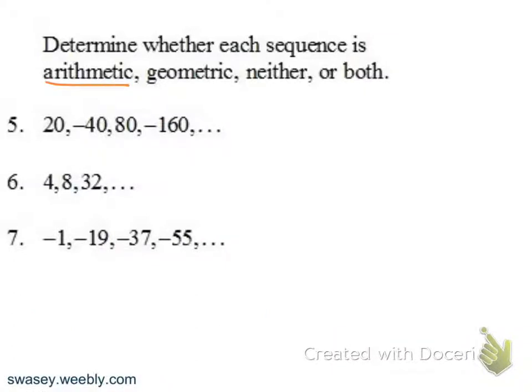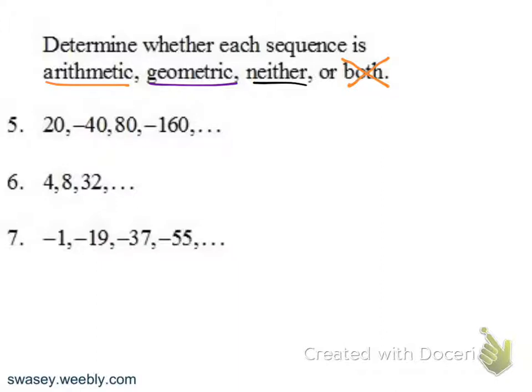Arithmetic sequences are where we add the same number each time. Geometric are where we multiply by the same number each time. And then sometimes it doesn't fit either of those, in which case it'd be neither. Both is not a valid choice. There is no sequence that's both arithmetic and geometric.